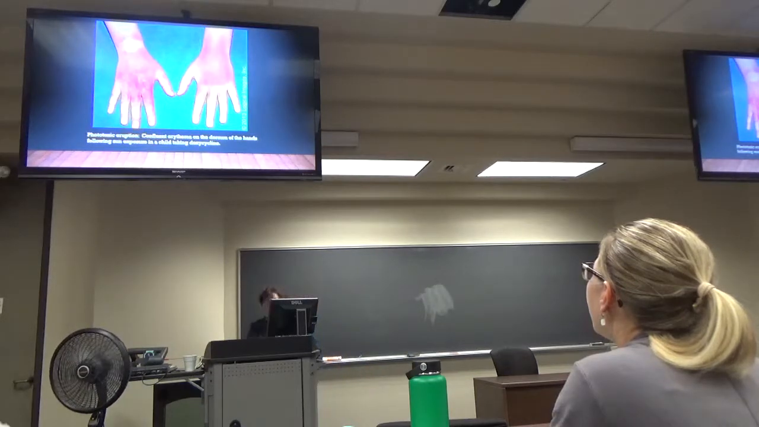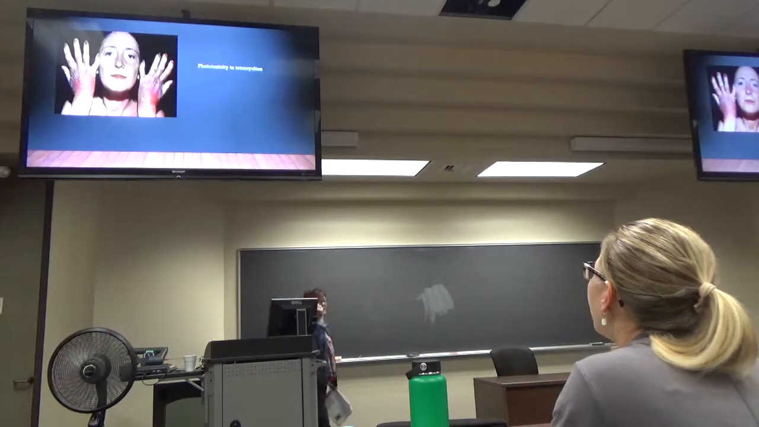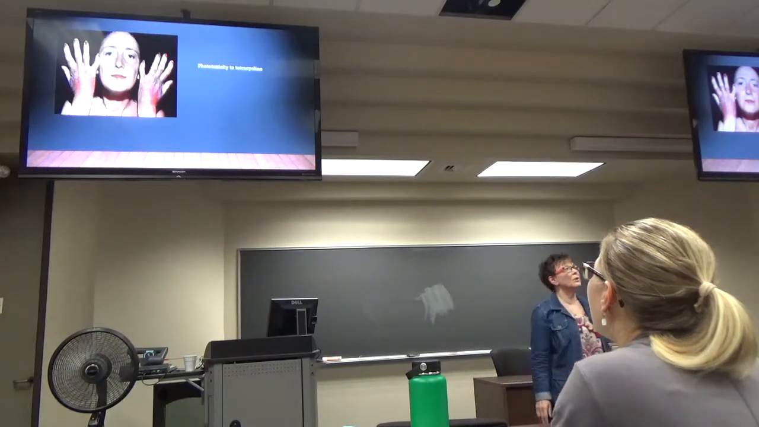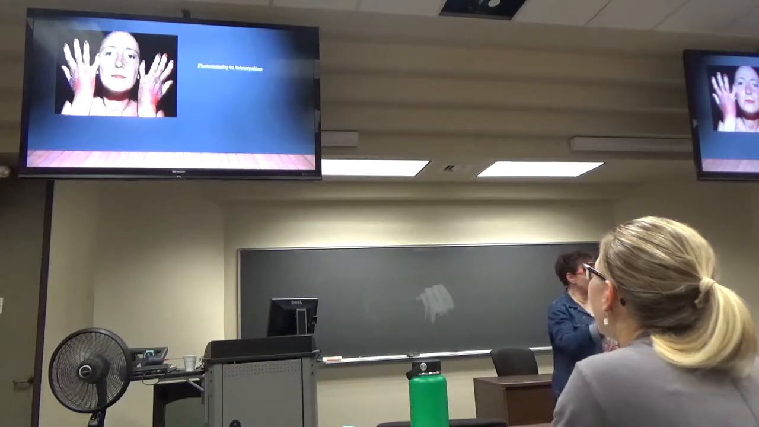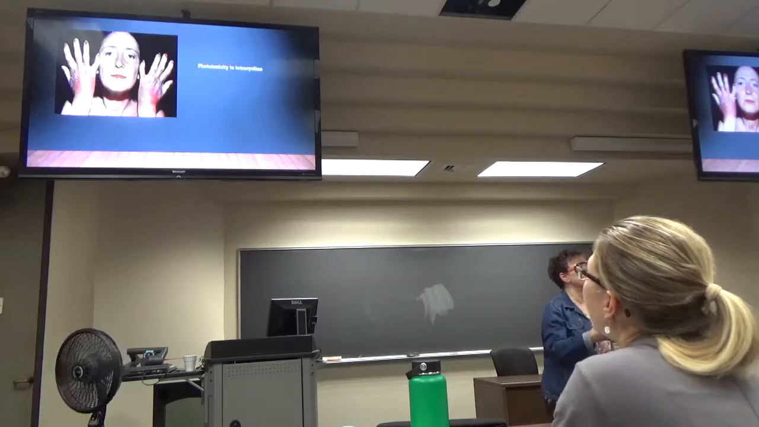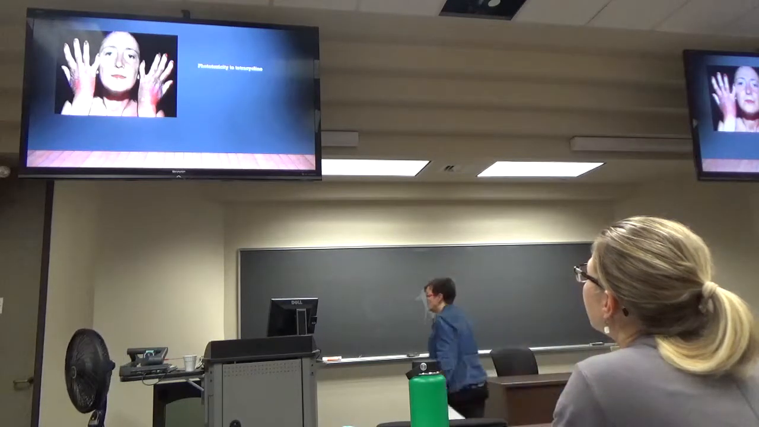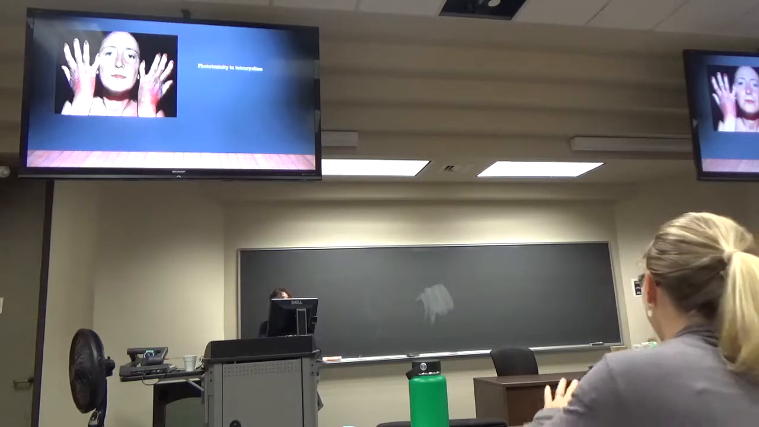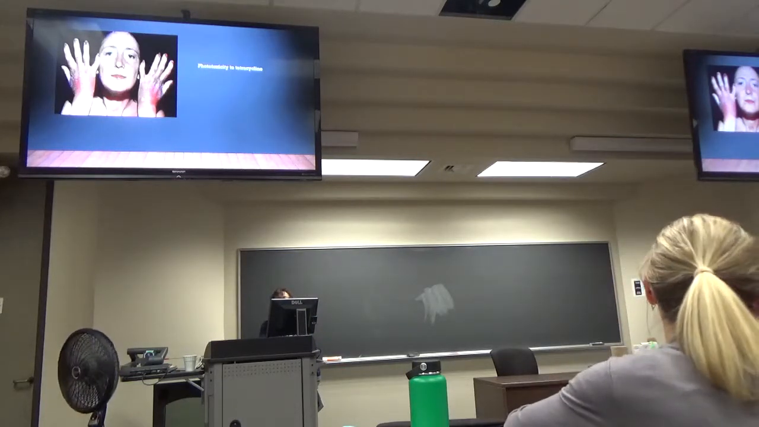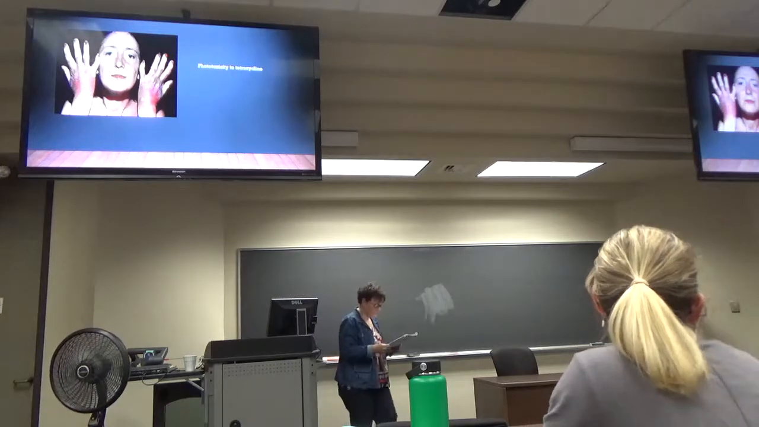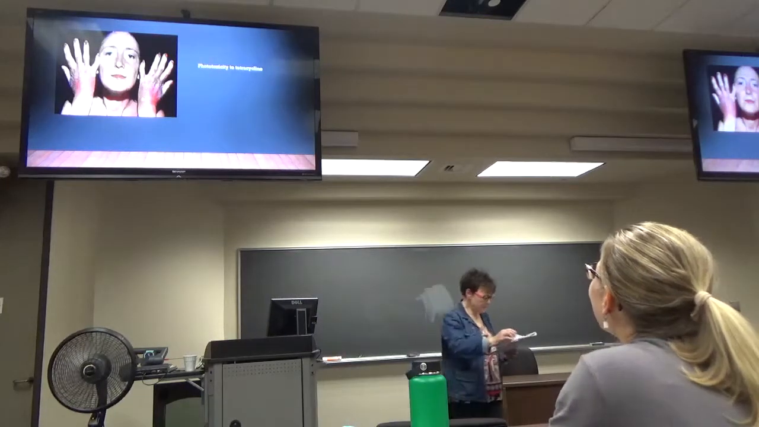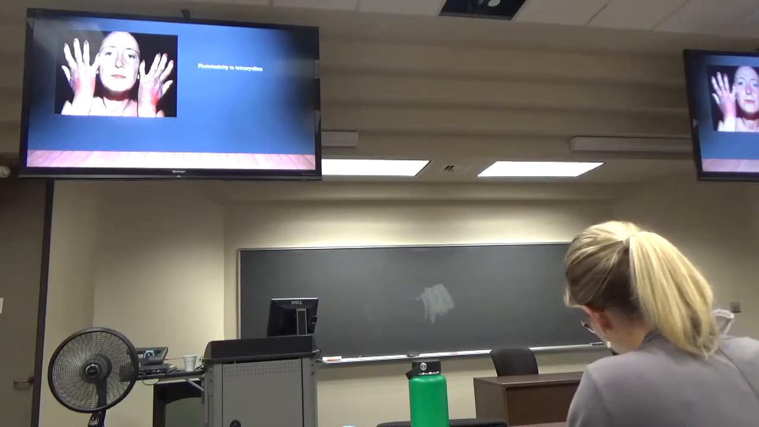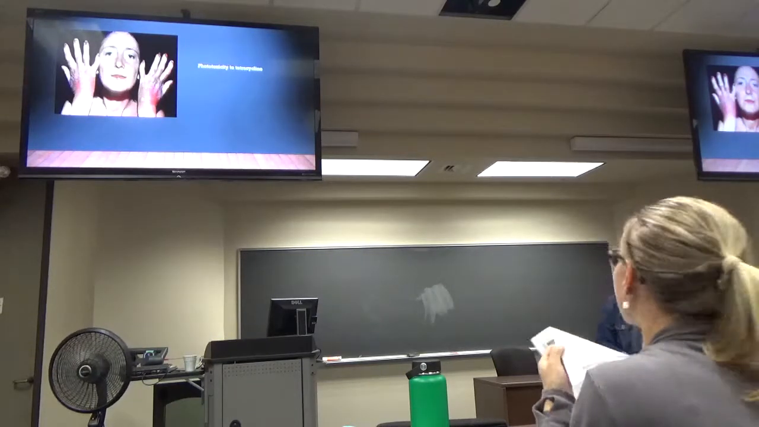Here's another one, more intense, probably a little bit more prolonged. This is a little bit darker skinned woman, but you can see the effects on her hands. So that's phototoxic. I guarantee you probably see a picture like that on the test.